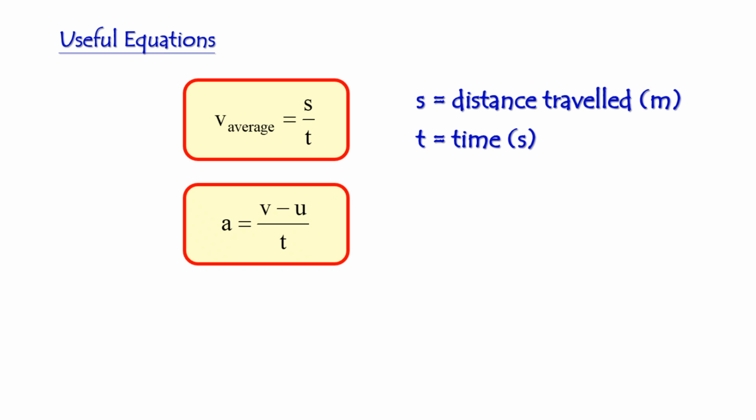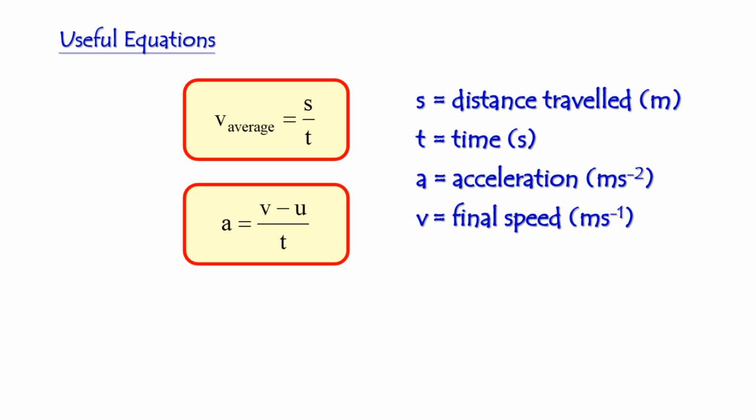And the second one is about the acceleration of an object. That means how the speed of an object changes with time. v is the final velocity, u is the initial speed. We use the difference of these two speeds, the final speed minus the initial speed, divided by the time taken, and that will be the acceleration. That means how fast the speed of an object changes.